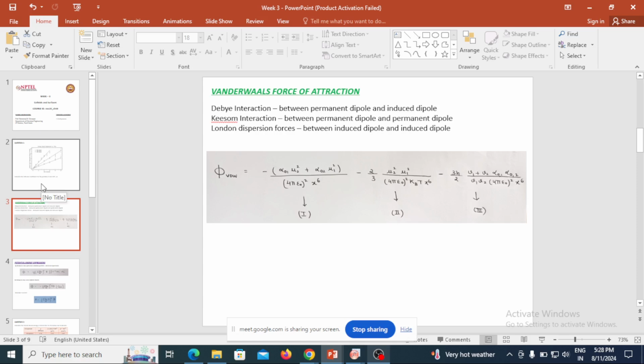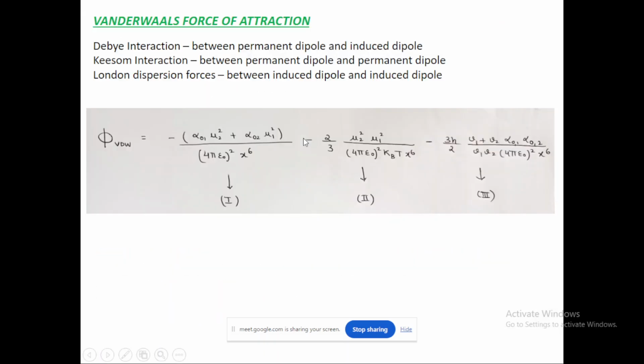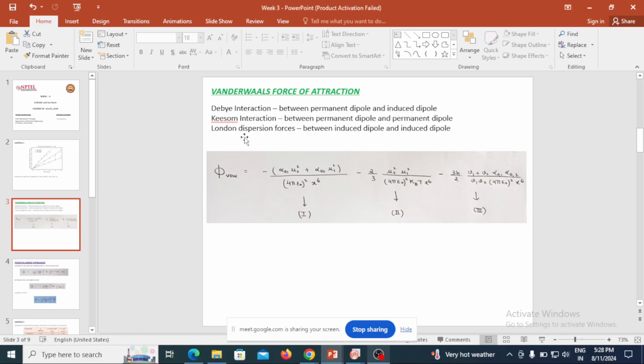So this is how you can write the expression for each of them. The potential energy for this particular type of interactions is usually represented by the symbol phi. So phi is given as the sum of all three types of interactions. One is the Debye, another one is the Keystone, another one is the London. So the sum of all these interactions makes up the van der Waals forces of attraction.